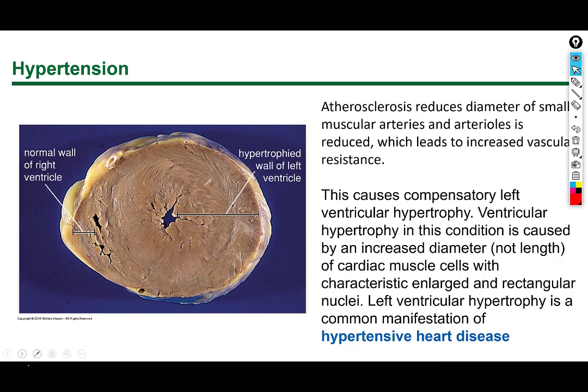So because the wall is working against increases in resistance due to atherosclerosis, it begins to become hypertrophic. And that reduces the ability to fill and impairs heart function. So we call this hypertensive heart disease. So there's that link between your vessels needing to be stretchy and resilient and your heart needing to maintain the same size.